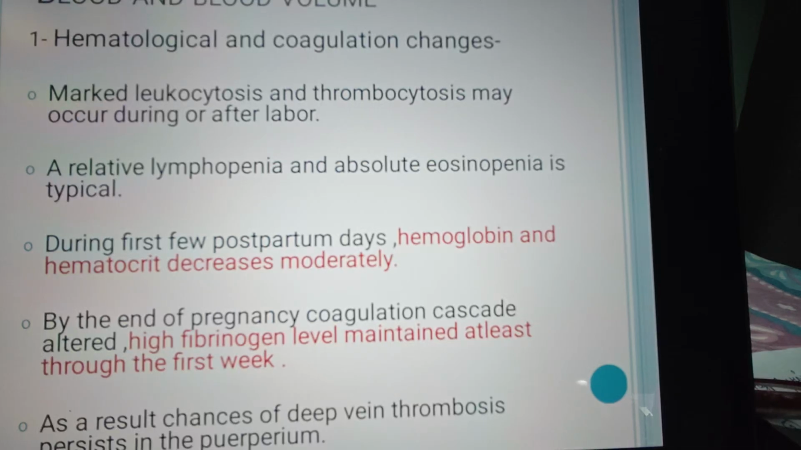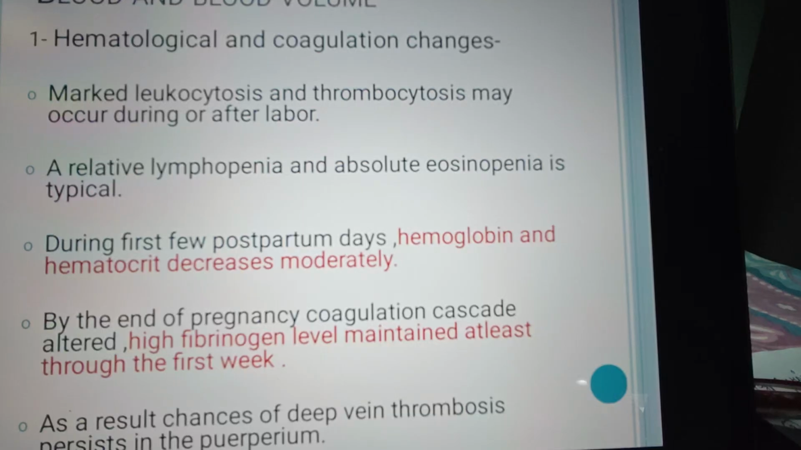So what are the changes that occur in the blood and the blood volume? There are some hematological and coagulation changes. There is marked leukocytosis, meaning TLC is raised. There is thrombocytosis, platelet levels are also raised, and may occur during and after labor. There is lymphopenia, so the lymphocytes are less. TLC is raised, platelets are raised, eosinophils are reduced. So there are two cell types which are decreased: lymphopenia and eosinopenia.